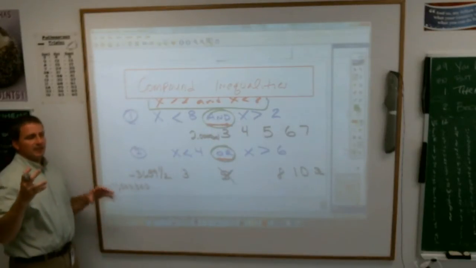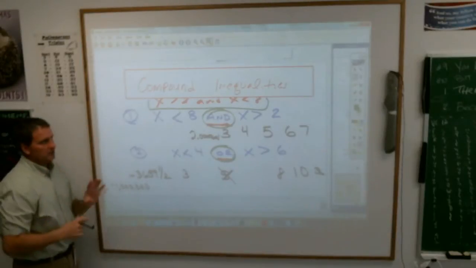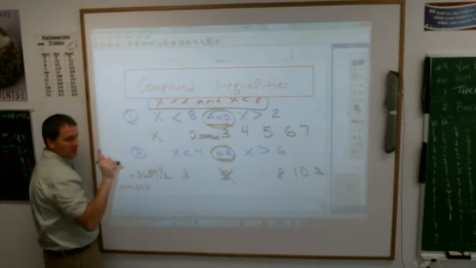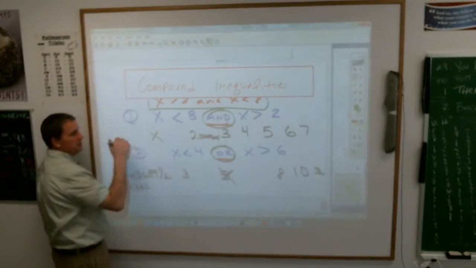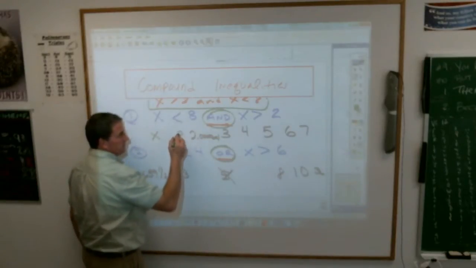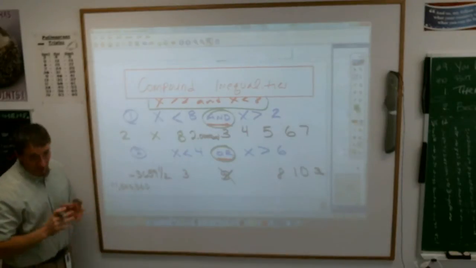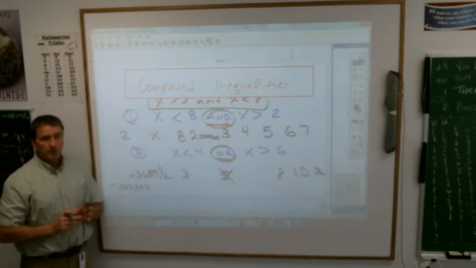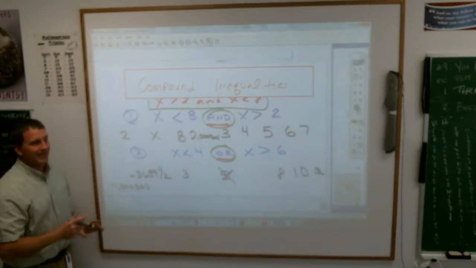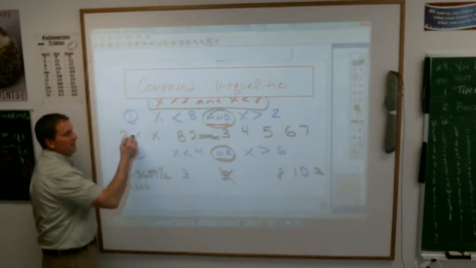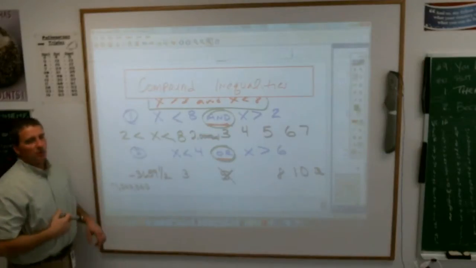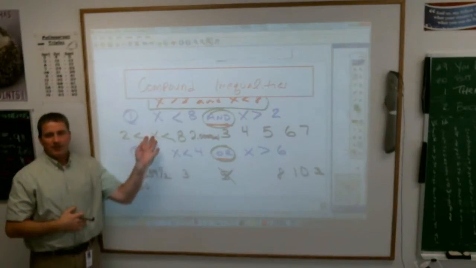Now, rather than writing it out like this all the time, sometimes the book puts it all together in one small form, and it looks like this. They take the x and put it in the middle. They put the small number on the left and the big number on the right. And for these, listen very carefully, you don't have a choice which way the sign goes. For compound inequalities that use the word and, they always have to be this way. Always.